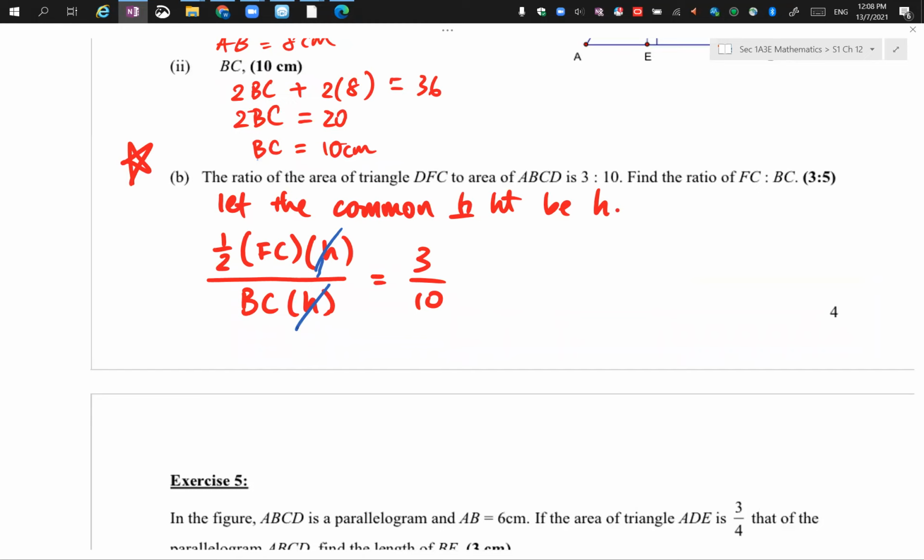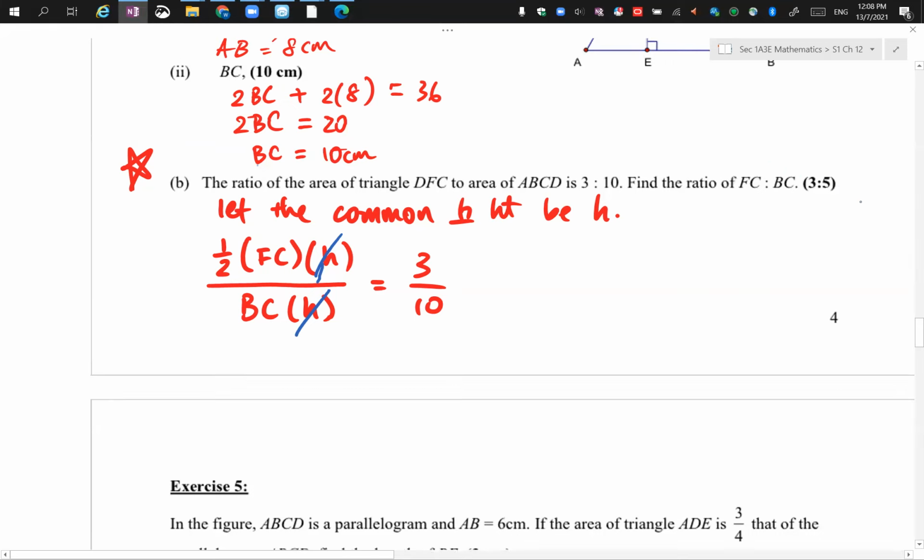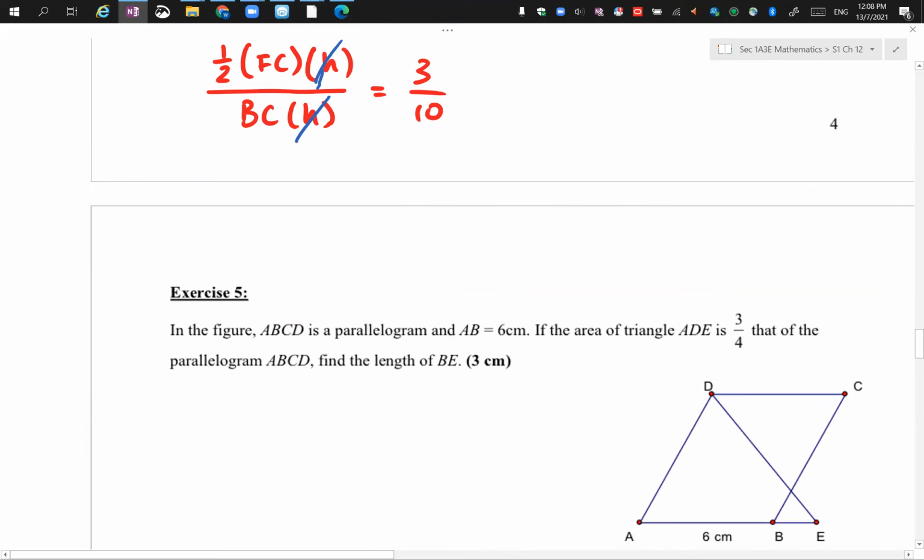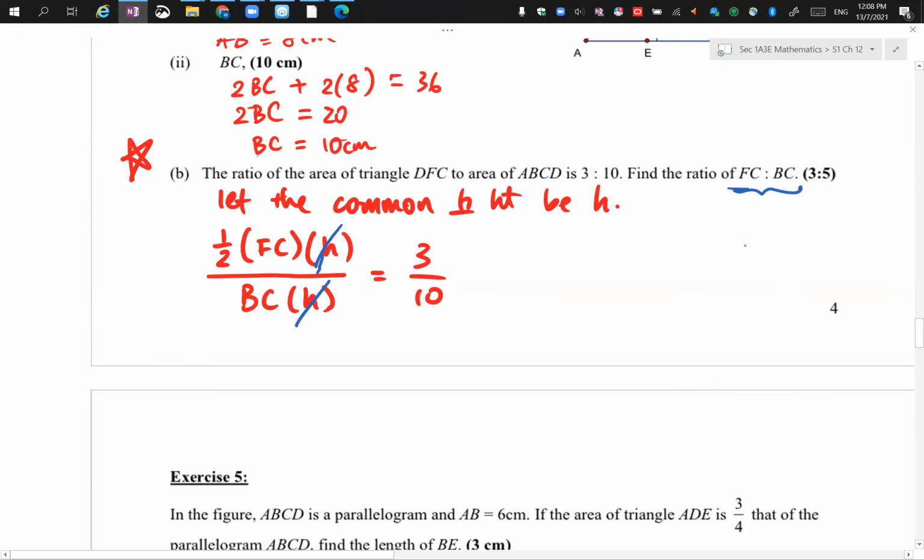Our objective is to find FC to BC, which means if I can obtain an expression for FC, if I can obtain FC over BC equals to something over something, I got it done already. I know the answer already. So right now, instead of FC over BC, I've got this annoying half over here. How do I get rid of that half? Why is it 3/10? It is given in the question. What should I do to both sides to get rid of that annoying half over there?